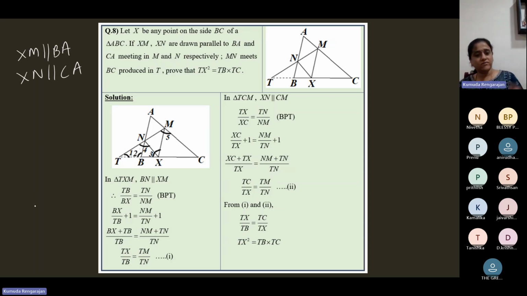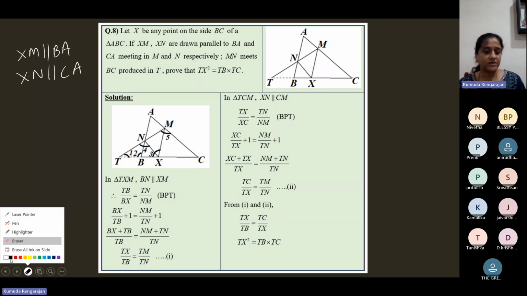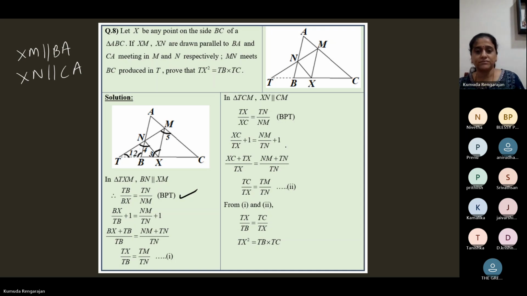Then we write the results. So we identify the triangles and we write the results by BPT. Then in this procedure, what I've done is I've compared this one with the result here. And the only line segment that is common is TB. So I put TB in the denominator. I take reciprocals on both the sides, add 1 and I get this result 1.